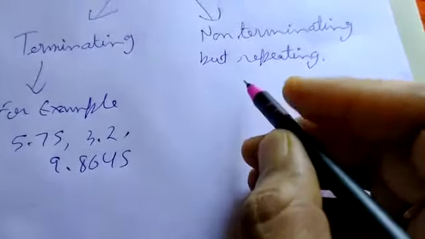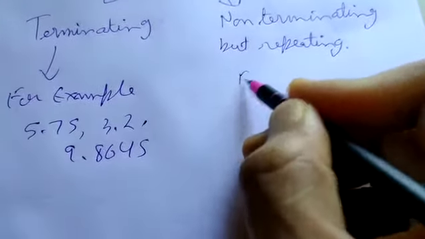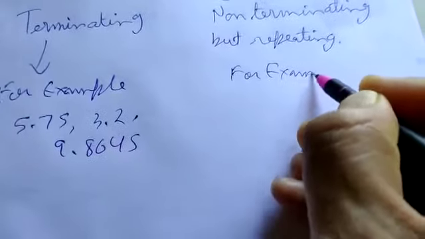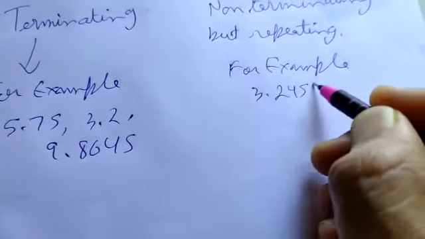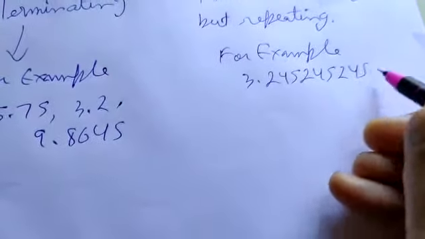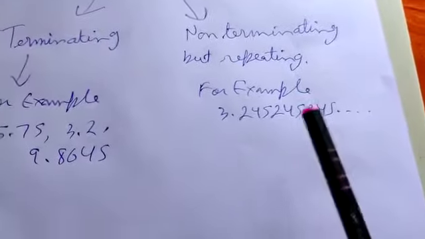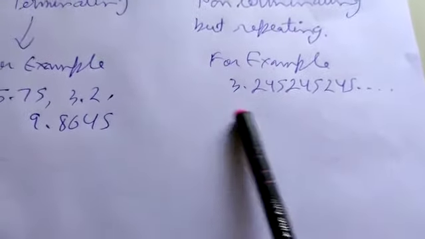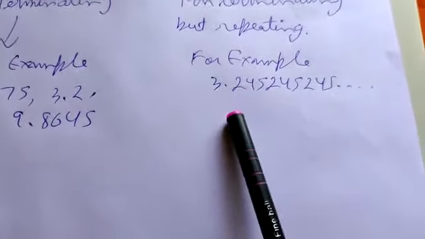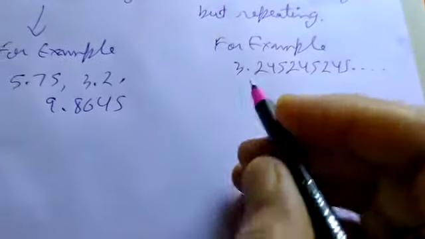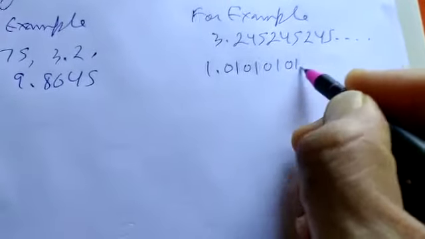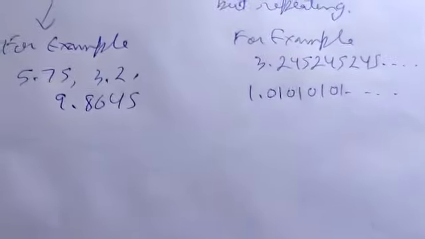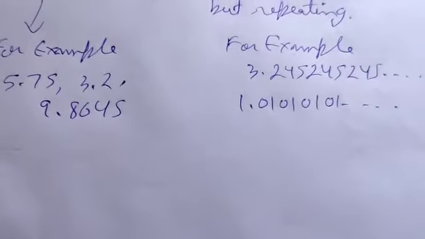Then non-terminating but repeating. So for example, this one, what we can take, 3.245, 245, 245, and so on. That means every time the number 245 will be repeated, so it will not terminate but it will repeat. Decimal expansion is not terminating but it is repeating. Another example, we can take 1.01, 01, 01, 01, and so on. So they are all non-terminating but repeating decimal expansion.